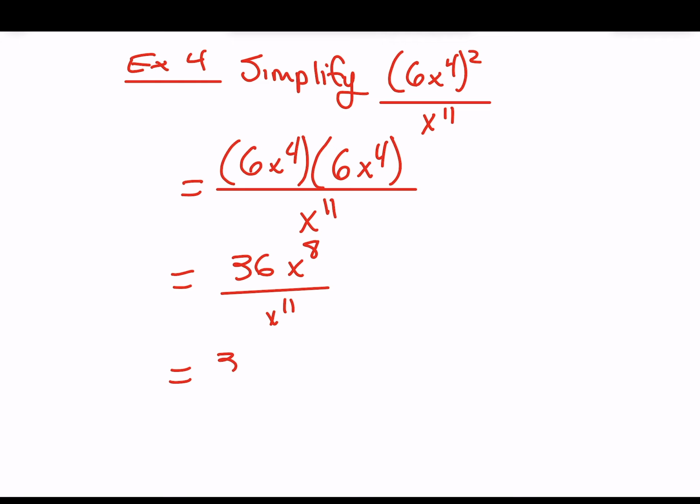So we can rewrite that as 36x to the 8 minus 11, which is 36x to the negative 3rd. And so we can use the negative exponent rule to rewrite that as 36 over x to the 3rd power. Okay, let's try another example.